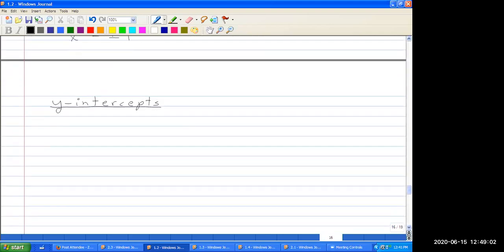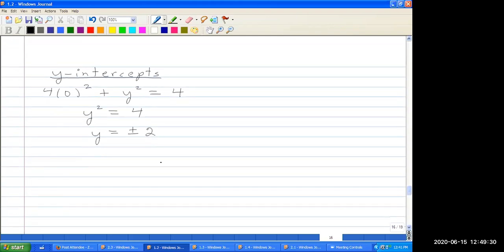So the y-intercepts are found by setting x equal to 0 and solving for y. So 0 plus y squared is y squared. So y squared equals 4. So y is equal to plus or minus 2. And so the intercepts are at (0, -2) and at (0, 2).